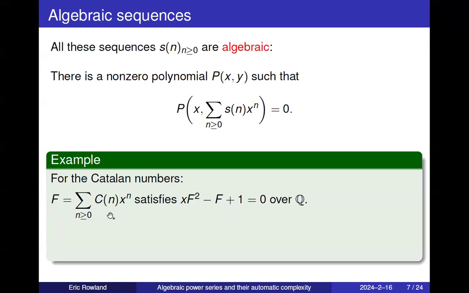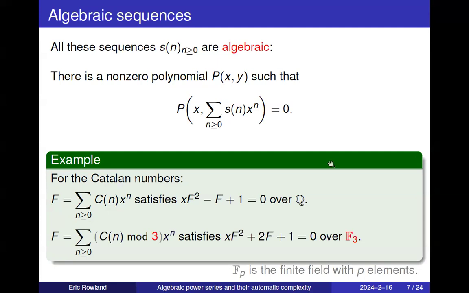So for example, the power series whose nth coefficient is the nth Catalan number satisfies this polynomial over the rational numbers. And if you wanted to get a description of the Catalan numbers modulo a prime, it's very easy. All you have to do is you say, well, let me consider the generating series for the nth Catalan number modulo p or modulo 3. You just have to reduce the coefficients in this polynomial, modulo 3. And now you have a polynomial that this generating series satisfies over a finite field, over F3. So this is one possible answer.